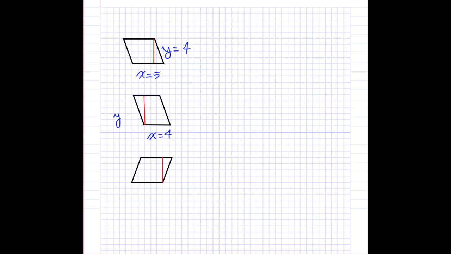There really aren't too many 4 by 5 parallelograms or quadrilaterals you can make, so it was kind of limited there. This one, x is 5, y is 4. And if you count these, you get the area for each of these as 20 square units, because we're talking about area.